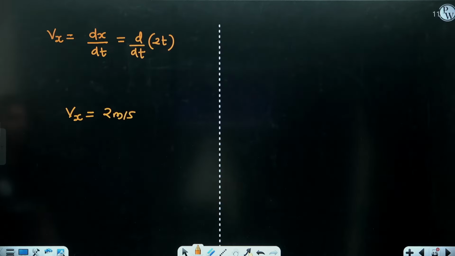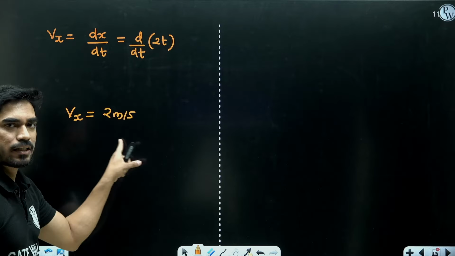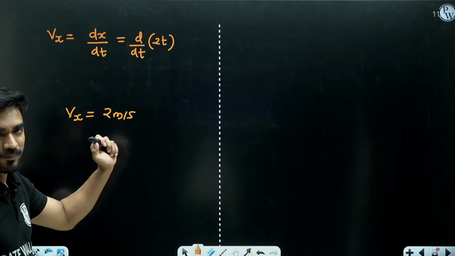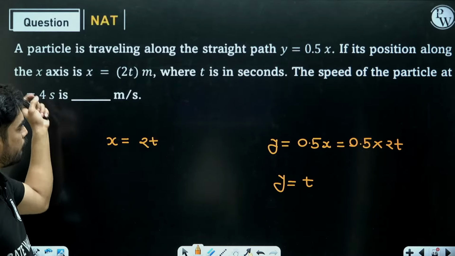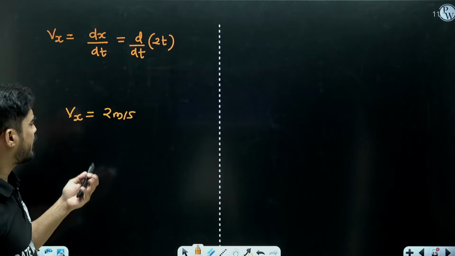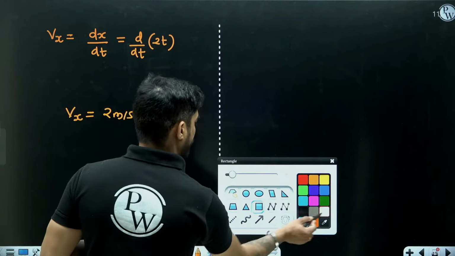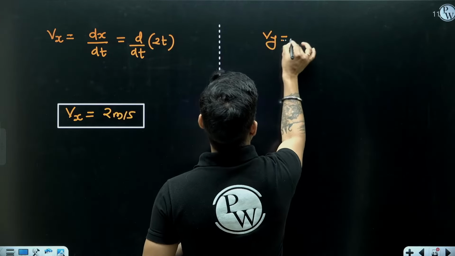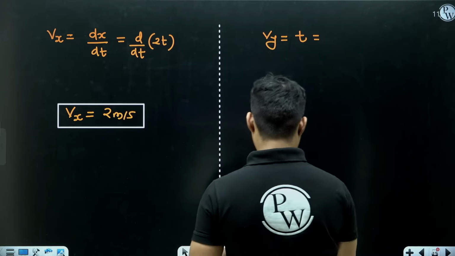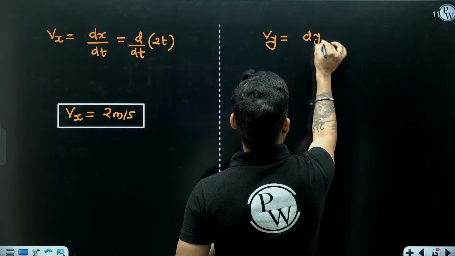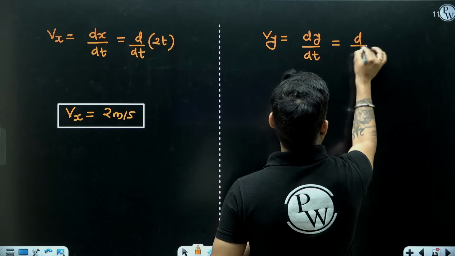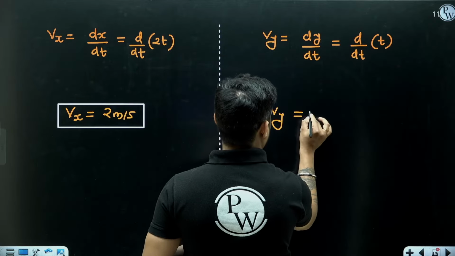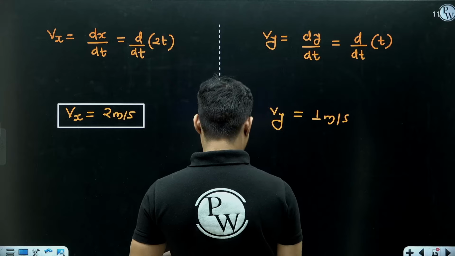Now understand this. Here we are not getting t, means velocity will remain constant with respect to time. So they have mentioned at t equals to 4 we need to find the velocity, but doesn't matter, at every time the speed will remain same, 2 meter per second. Similarly, Vy is equal to dy by dt. So it will be d by dt of t, which will be 1 meter per second.